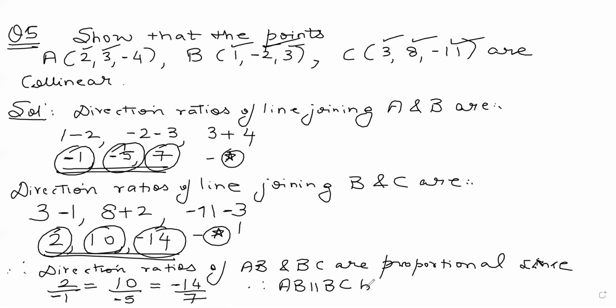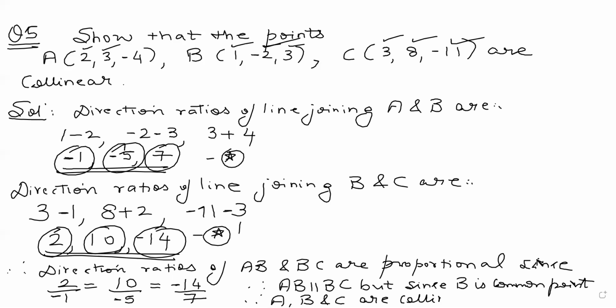But since B is the common point, now guys, if B is the common point and AB is parallel to BC, what does this mean? It means that A, B and C are lying on the same line. That simply means that they are collinear. It simply means that A, B and C are collinear.